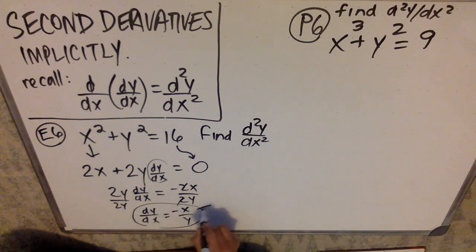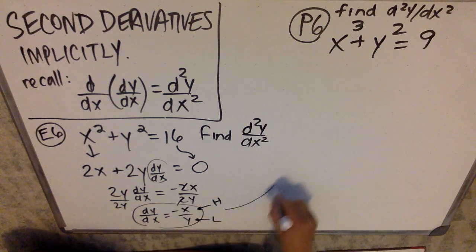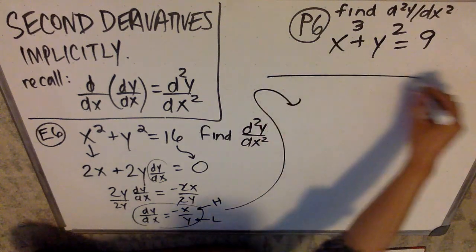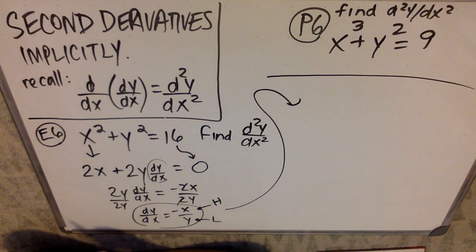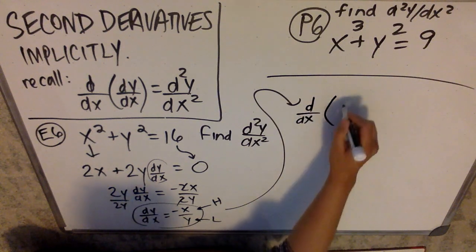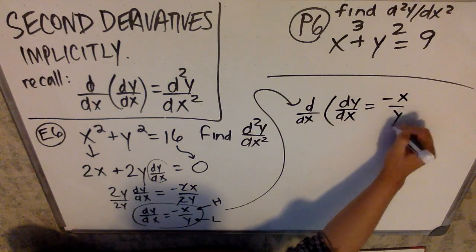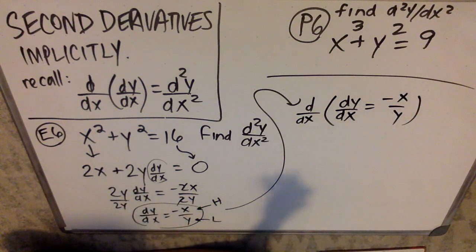Now I'm going to differentiate this again, but it's going to have a quotient rule. Since you have to do more math with this, you want this to be as nice as humanly possible. All right, so now I'm going to differentiate again. So let's go up here, and again, we'll eventually do P6, but I'm going to give myself some more room for E6. So I want to differentiate with respect to x this whole thing, dy dx equals negative x over y, knowing that this is a high function and a low function, then I have a quotient rule.